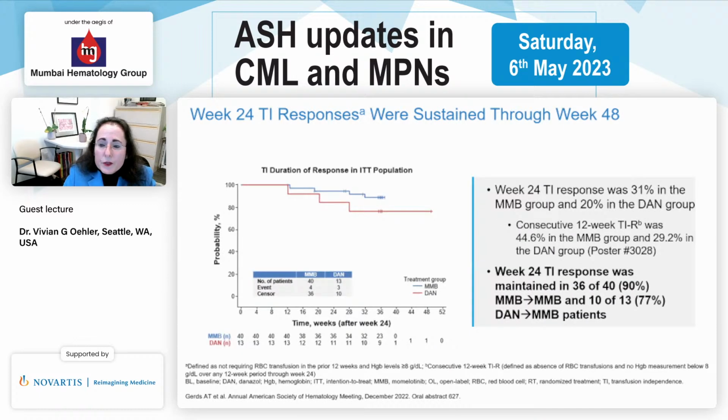With regard to transfusion independence, this was seen at week 24 in 31% of patients in the momelotinib group versus 20% of the danazol group. And 90% of the momelotinib-treated patients and 77% of the crossover patients were able to maintain this response.